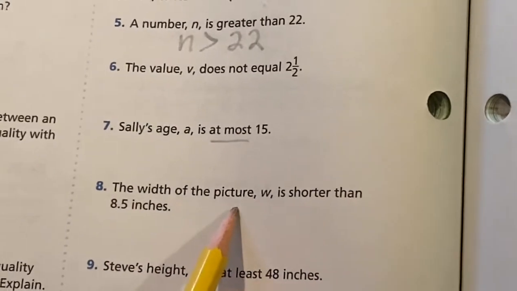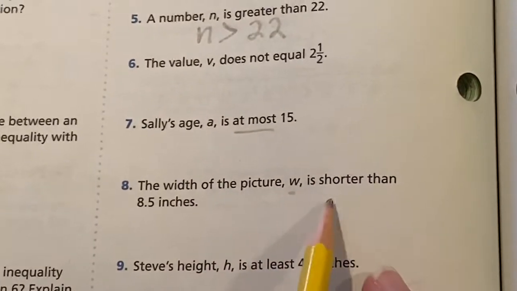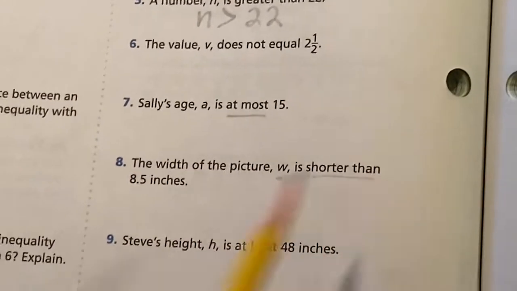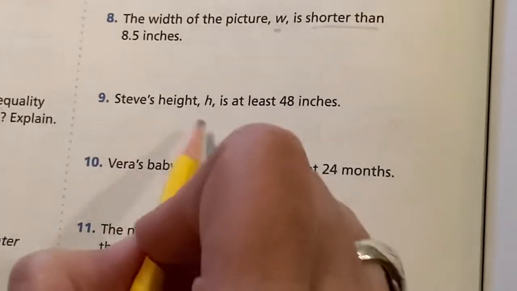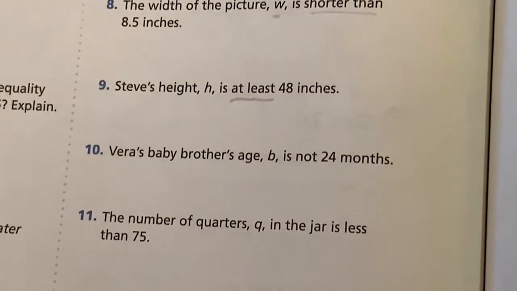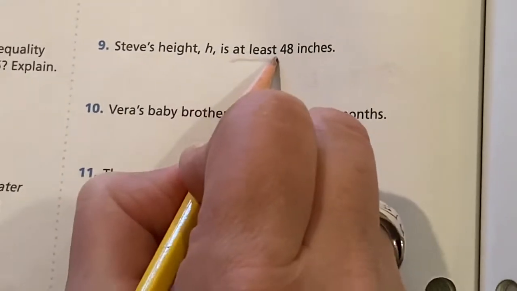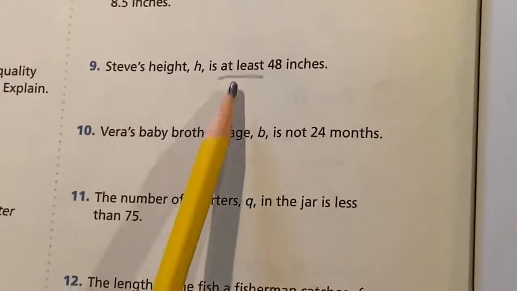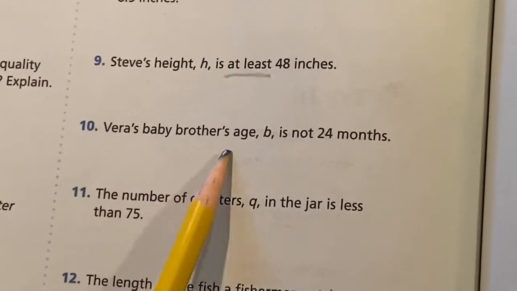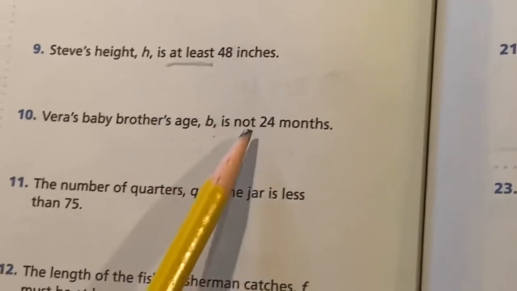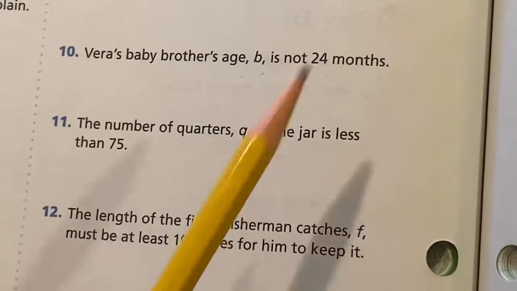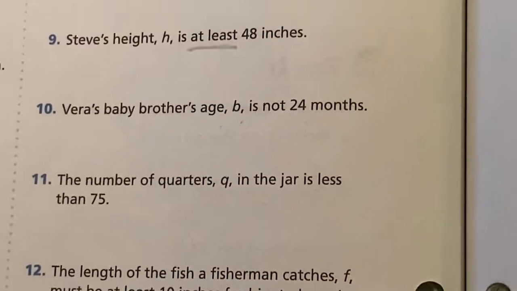The width of the picture, we're going to use W for that, is shorter than 8.5 inches. Steve's height, H, is at least 48 inches. So, at least. Does that mean you're going to include 48 or leave it out? Think about that. Vera's baby brother's age, B, is not 24 months. We don't know how old Vera's baby brother is, but it's not 24 months. So how can you show that?